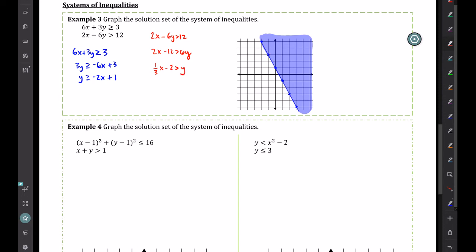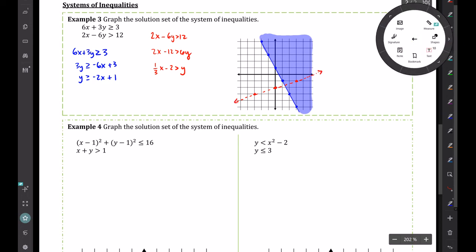So that would be negative 2 for my y-intercept and a slope of 1/3. And this is a strict inequality, so I'm going to draw a dotted line through those points. And now I want to take all points less than that line, so let me shade below there in pink.